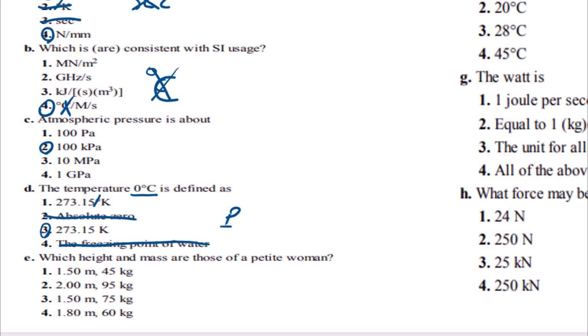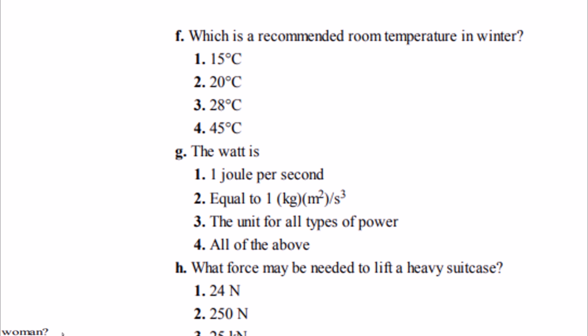Okay, the next part, which height and mass are those of a petite woman? 95 kilograms? Are you kidding me? 75 kilograms? You must be joking. 1.80 meter. No way. The answer is this. Okay, let's go to the next question. Which is recommended for a room temperature? 20 degrees Celsius.